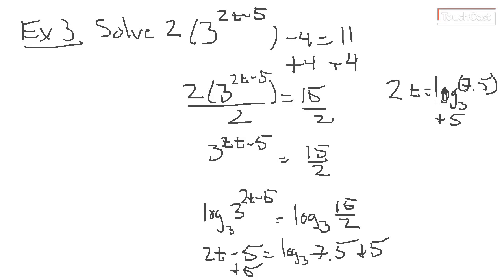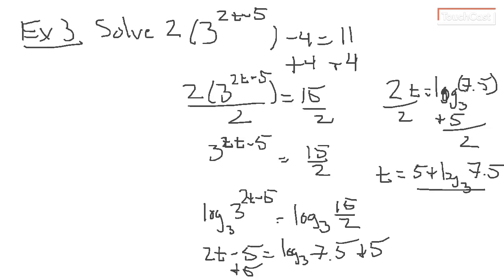And then there's one other thing. We're going to divide everything by 2. So t is going to equal, we could actually put the 5 first, 5 plus the log with a base of 3 of 7.5, divided by 2. Now I would plug this into my calculator. I just go log of 7.5.